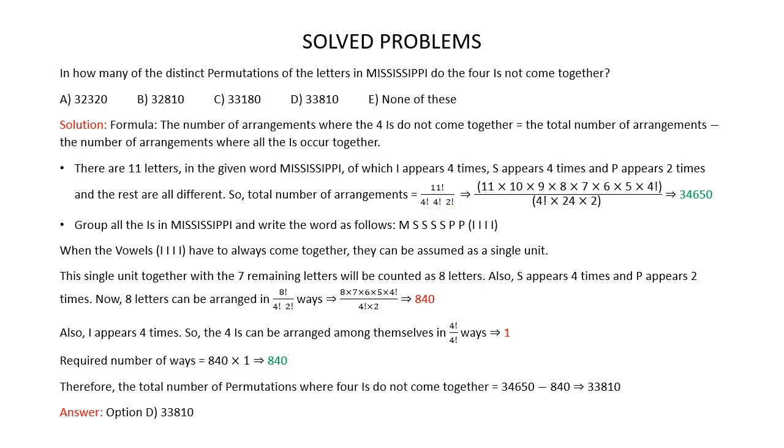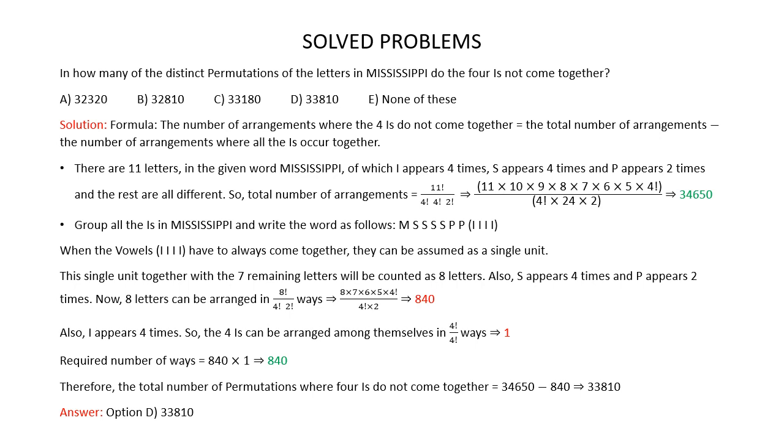by 2 factorial. We know that 4 factorial is 24 and 2 factorial is 2. So this can be written as 11 multiplied by 10 multiplied by 9 multiplied by 8 multiplied by 7 multiplied by 6 multiplied by 5 multiplied by 4 factorial divided by 4 factorial multiplied by 24 multiplied by 2. The 4 factorial of the numerator and the 4 factorial of the denominator cancel out. And on solving this, we get 34,650. So the total number of arrangements is 34,650.